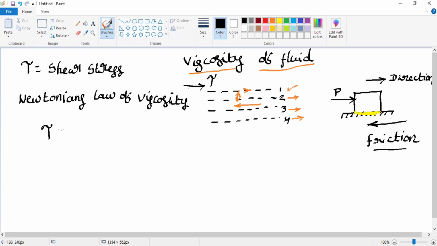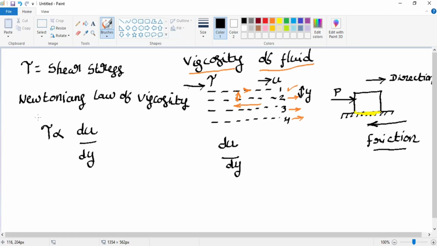That shear stress is proportional to the rate of change of velocity with respect to distance. That is, if the first layer moves with the velocity u, and the distance between the adjacent layers is taken as y, then the fluid flow velocity is u and the distance between adjacent layers is y. So this ratio is the rate of change of velocity.